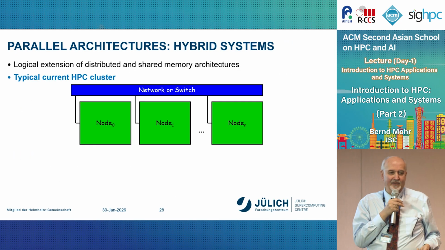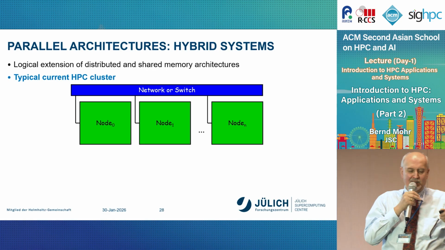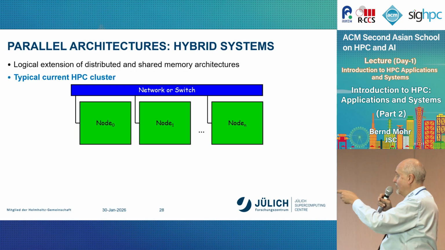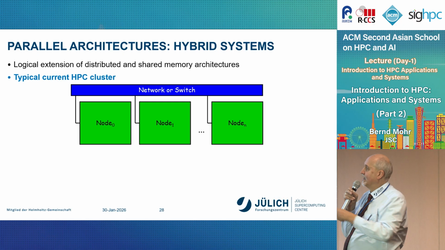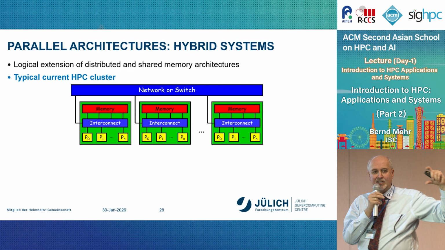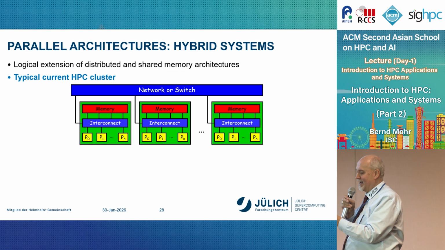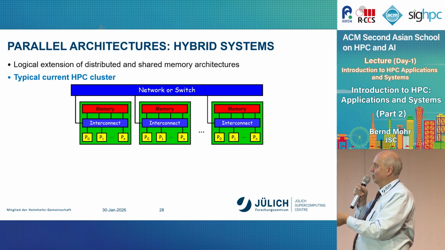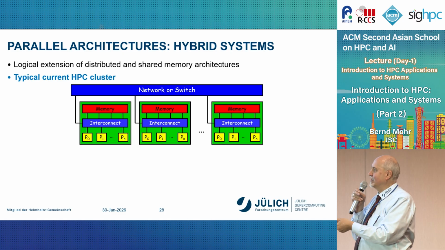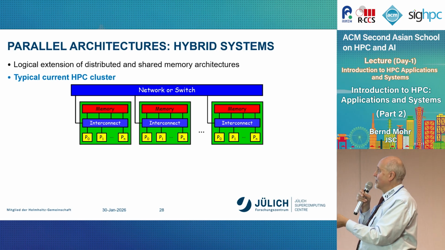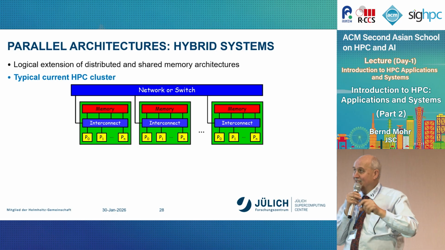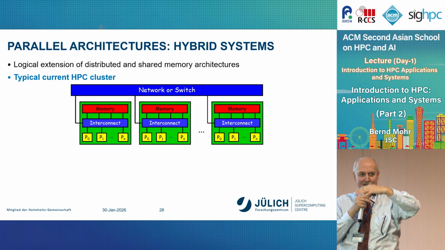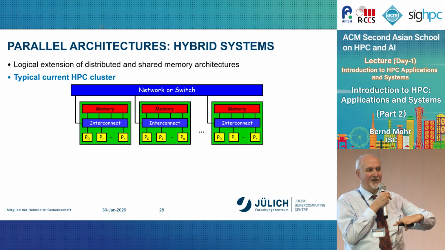Of course, what happens? People need larger and larger computers. So what they do is say, I have a computer made out of multiple nodes, and each node is a shared memory. I take a many-core server processor that has like 64 processors and lots of memory. So this is a shared memory system. And when I connect them together with a network, this is a hybrid computer. It's a distributed computer made out of shared memory computers.